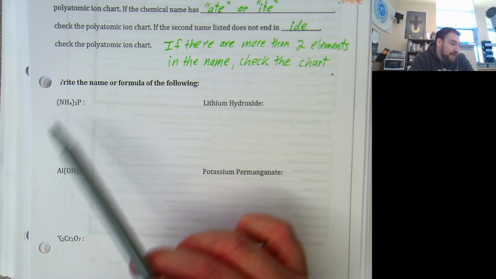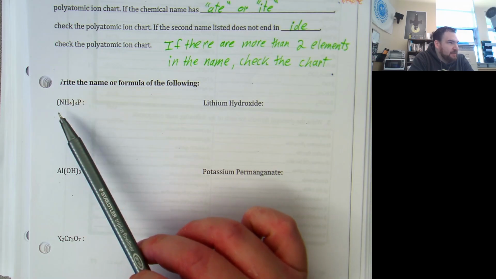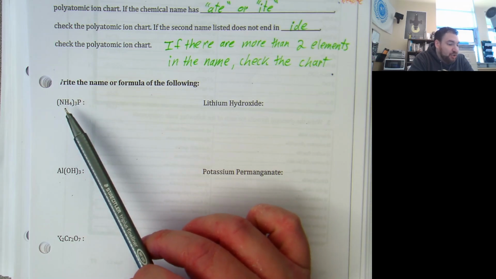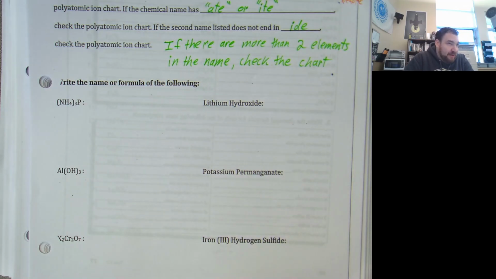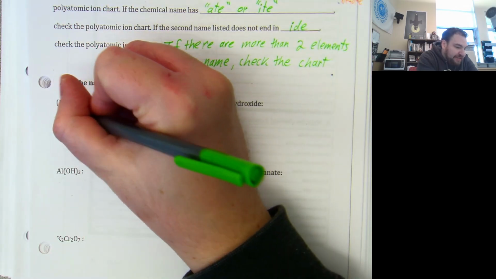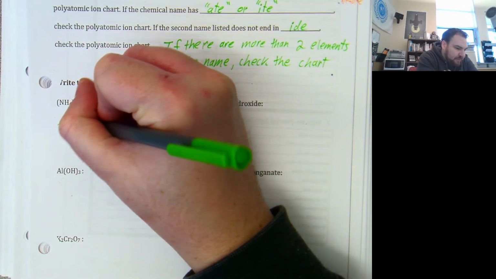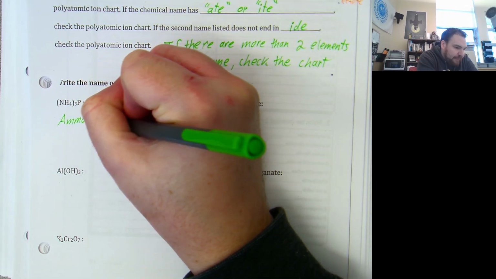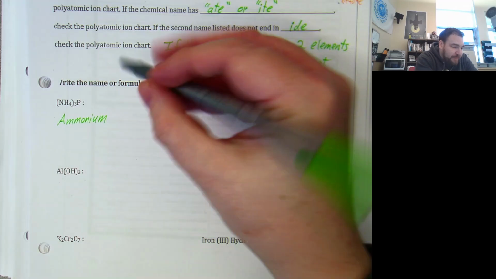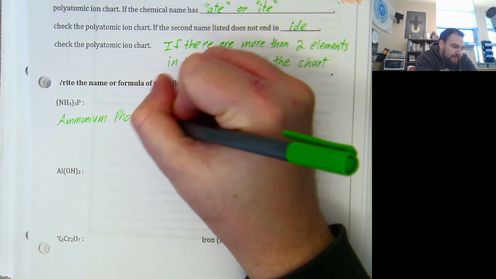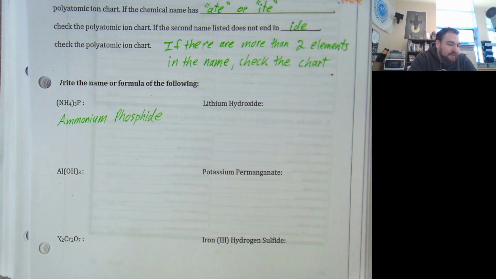And there's a big hint here. The thing that's inside the brackets is going to be your polyatomic ion. So what is the name of NH4? Find it on the chart. Someone's found it already. NH4 is ammonium. And then P is phosphorus. And then when we name the thing, phosphorus becomes phosphide. Done.